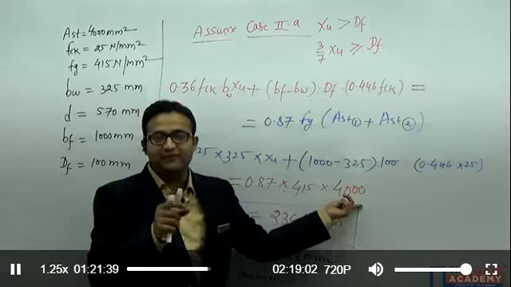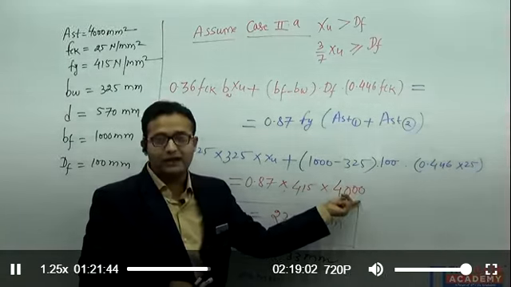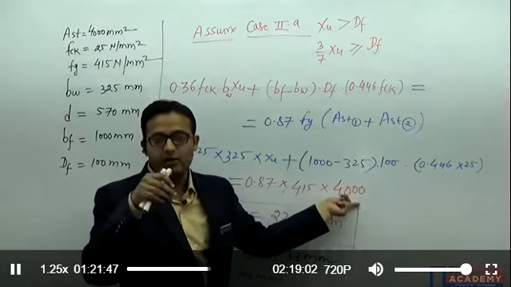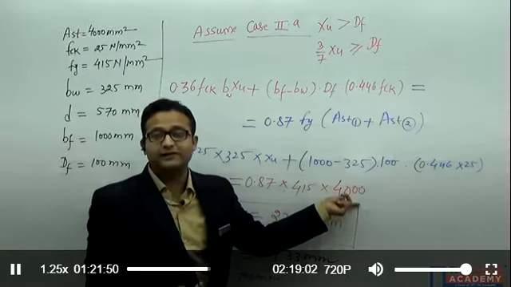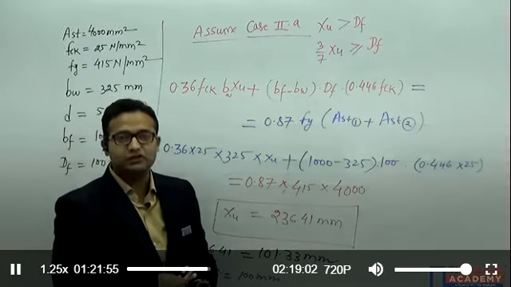I do not know the value of AST1. I do not know the value of AST2. Right? So I cannot calculate the moment of resistance in the tension zone. I can calculate the moment of resistance in the compression zone. So let's calculate the moment of resistance in the compression zone.